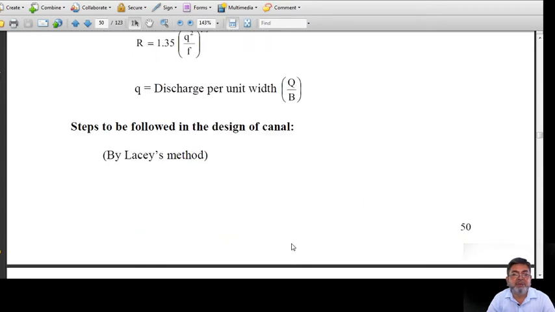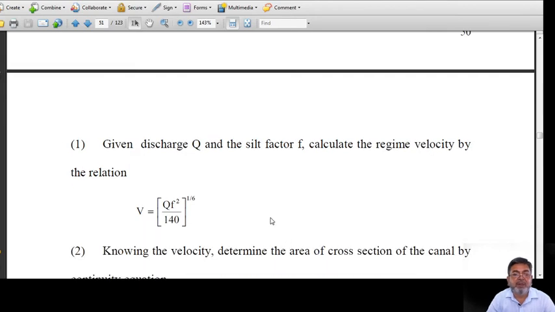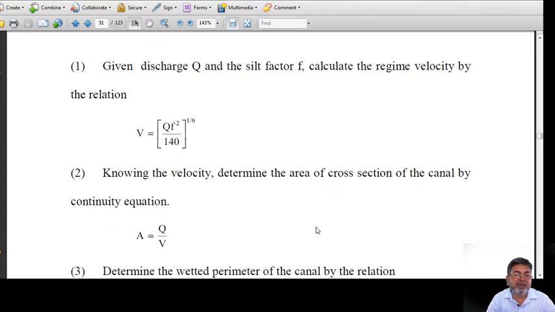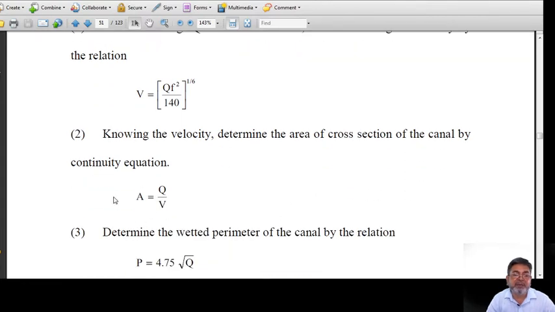Now the steps to be followed in the design of canal. First step is that the discharge will be given to you and silt factor will be given to you, and you will have to find out the velocity of flow in the canal. Knowing the velocity, determine the area of cross section of canal by the equation. As before, as in Kennedy's theory, you have used this equation to find out the numerical value of the area. Understand? Q, V you have just calculated from this equation. So by this formula you can get the numerical value of A.